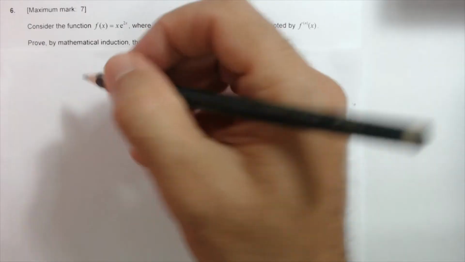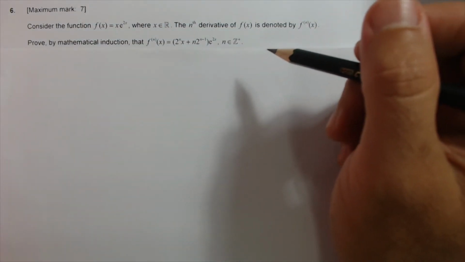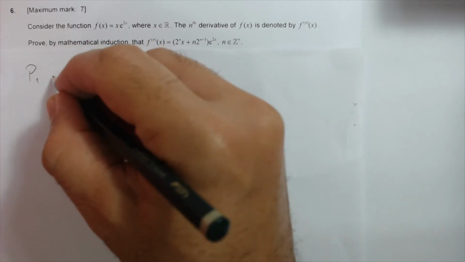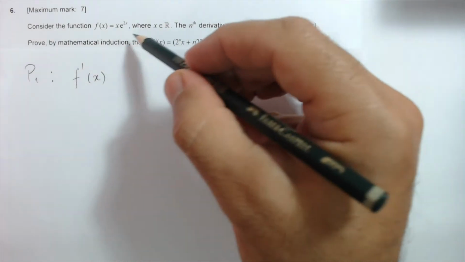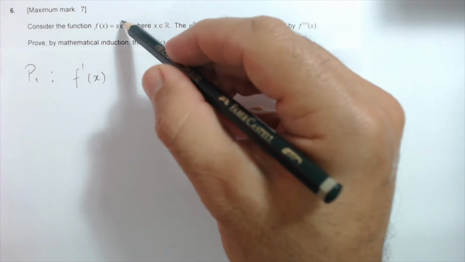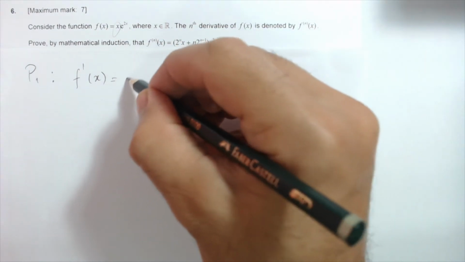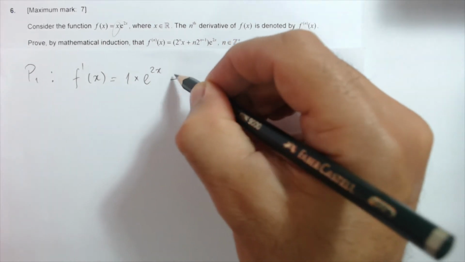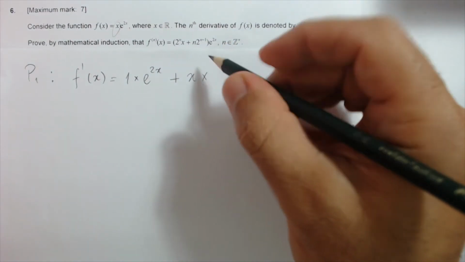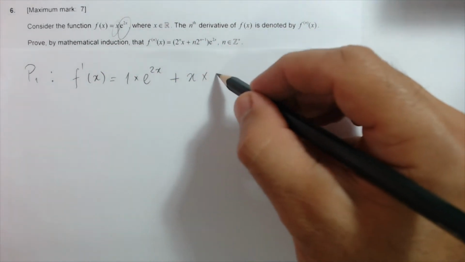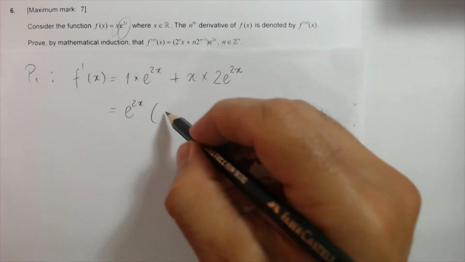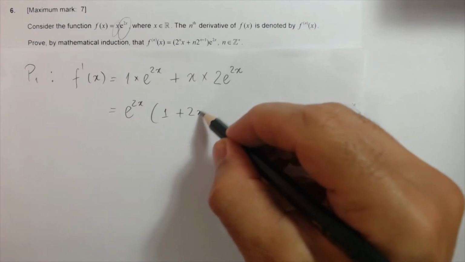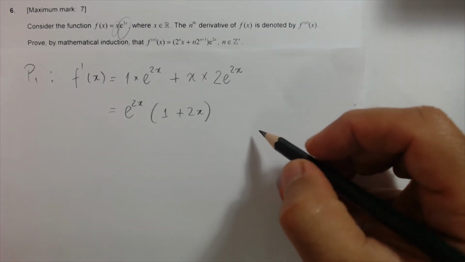So in mathematical induction, the first step is to prove that P1 is true. In this case, let's check first P1. Let's do the first derivative of this. We need to use the product rule. The derivative of x is 1 times e to the 2x, plus x times the derivative of e to the 2x, which is 2e to the 2x. If we factorize e to the 2x, we have (1 plus 2x). That's what we find by using the product rule.